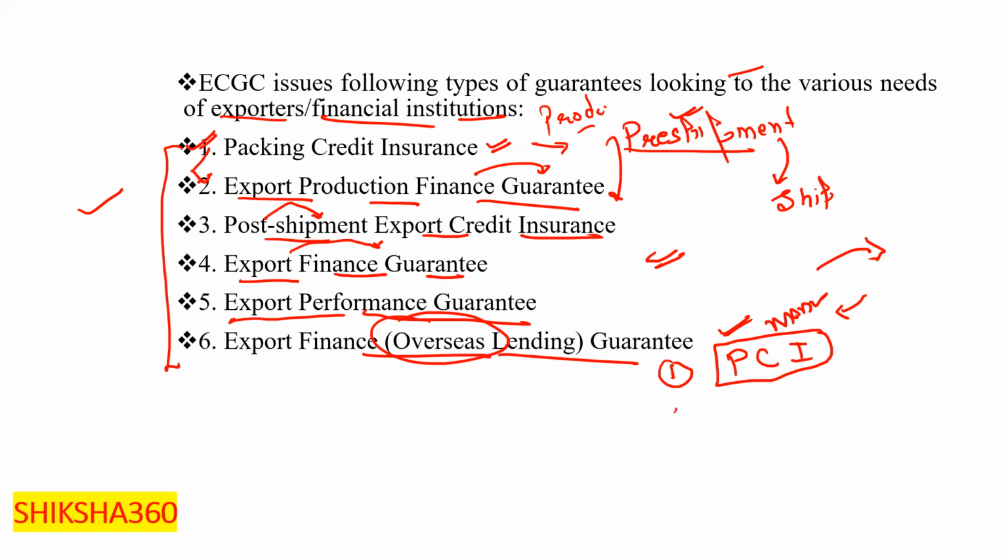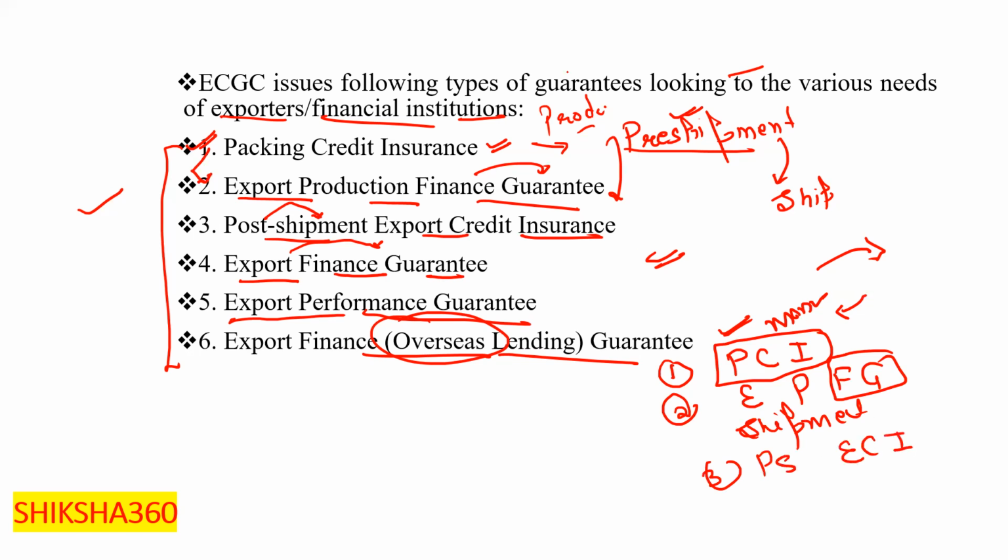Basically, while doing manufacturing, they are given one more guarantee, that is the export production finance guarantee. Now production is done and the goods are ready for shipment. When the goods are ready for shipment, we provide the post-shipment export credit insurance. When the goods are exported, they will provide the export finance guarantee.